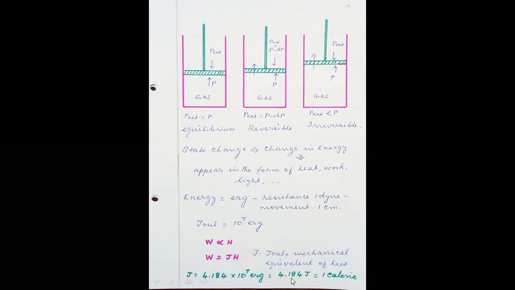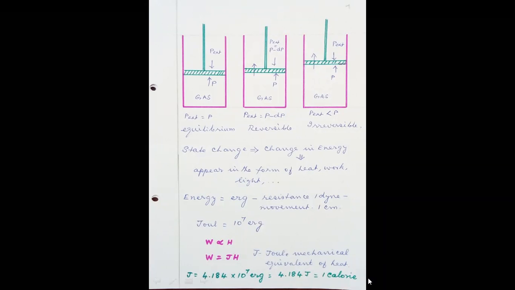One calorie is 4.184 joule. So one joule is 10 power 7 erg. Suppose you are not able to remember this relation, you see: 8.314 joule is equal to 1.987 calorie. So both are the gas constants.